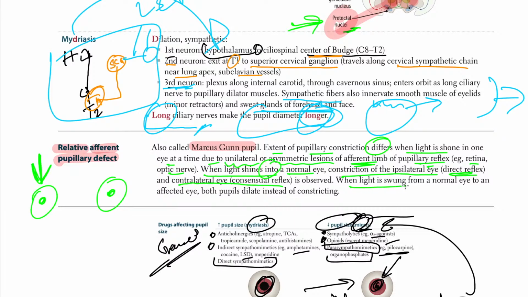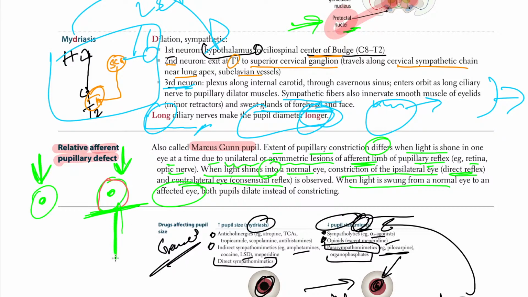When light is swung from the normal eye to an affected eye. Now this eye was affected. Let me change color to red. This eye was the affected eye. So now when we shine the same light onto the affected eye, what's going to happen? Now, because we have a problem in the afferent, what is afferent? When you're taking everything towards the brain, to the nucleus, that's the afferent. Coming in is the afferent, right?